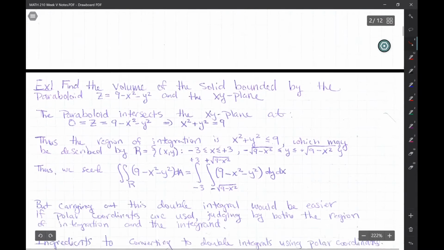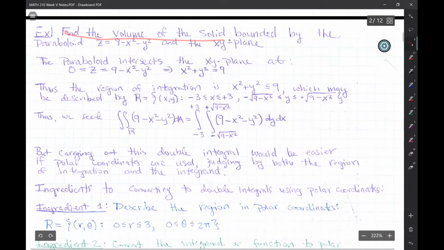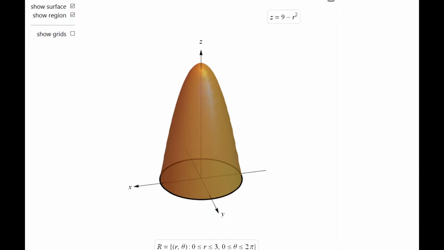So let's take a look at an example. Here we want to find the volume of the solid bounded by the paraboloid and the xy plane. Thus, we would like to find the volume of the solid that you see there.